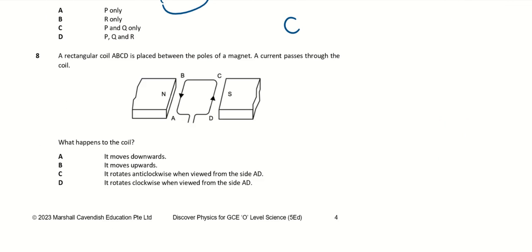The next one is question 8. It should also be using Fleming left-hand rule. Now let's look at AB.